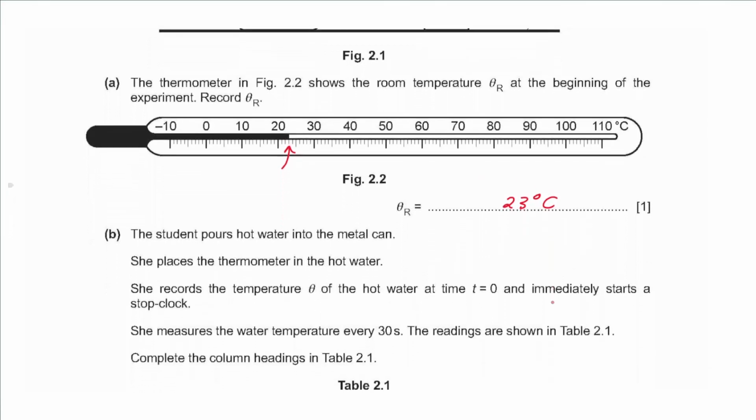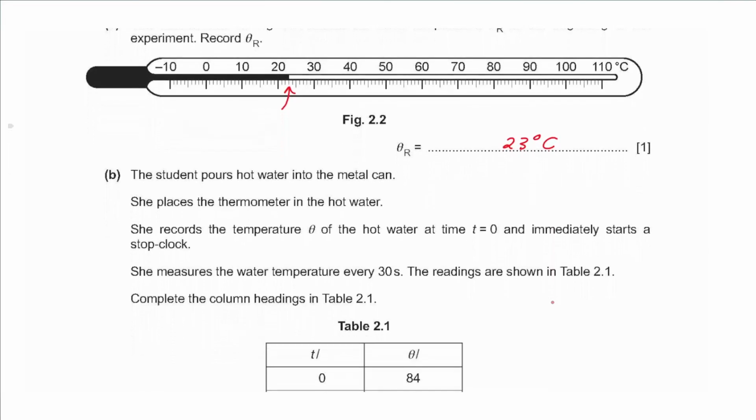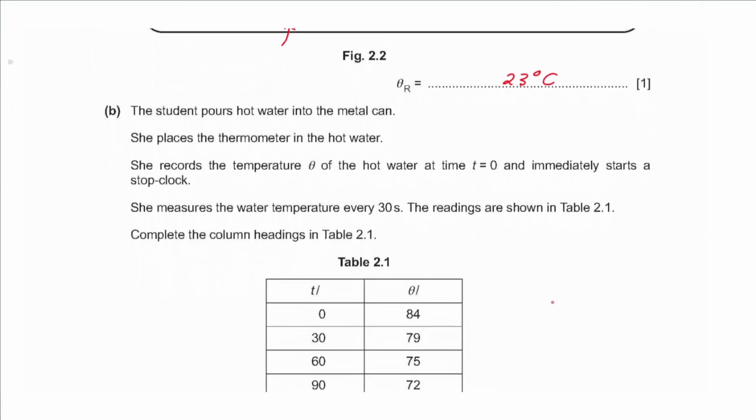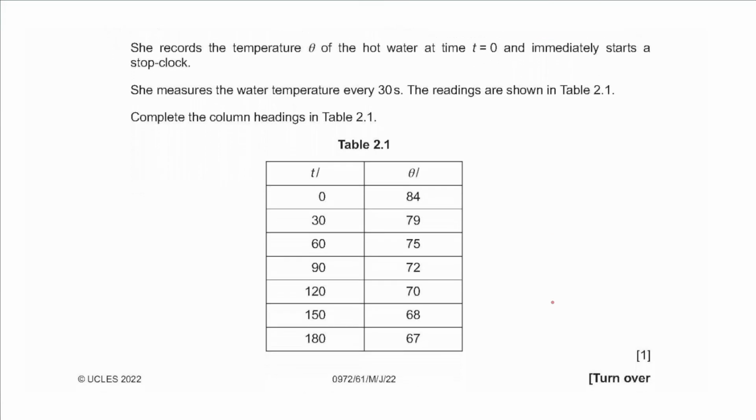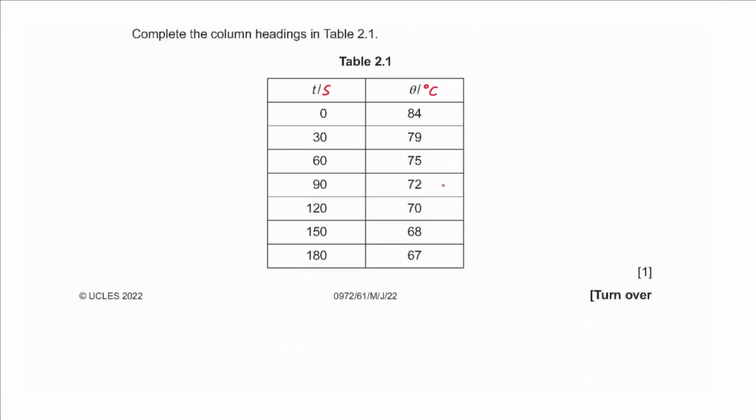Part B says the student pours hot water into the metal can. She places the thermometer in the hot water. She records the temperature theta of the hot water at time t equals 0 and immediately starts a stop clock. She measures the water temperature every 30 seconds and the readings are shown in table 2.1. Complete the column headings. So for 30 seconds, the time is in seconds and the temperature is always in degrees Celsius in paper 6. And these are the values.